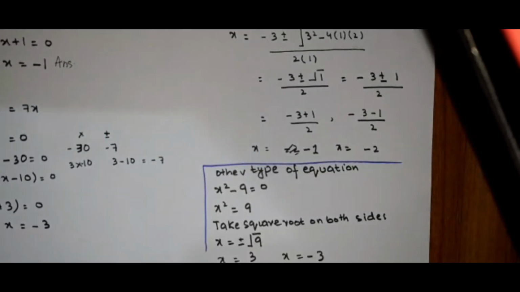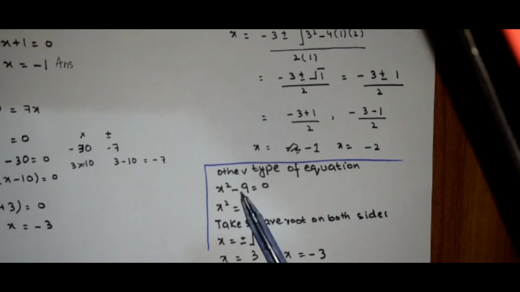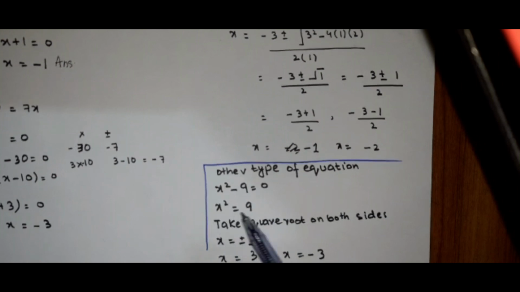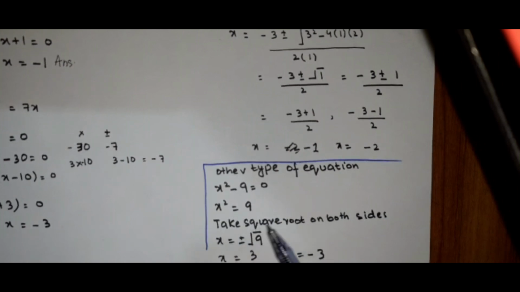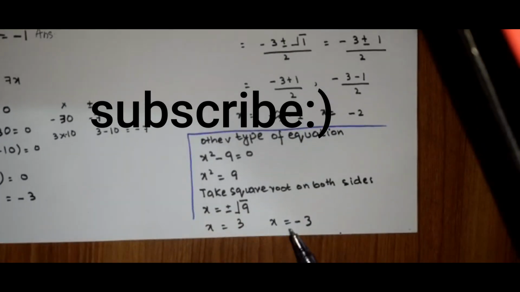Another type of equation which we must encounter in our exams is x square minus 9 is equal to 0. Here there can be any constant value. You simply have to equate the x square with the constant value and take square root on both the sides to get your final answer, that is here 3 and negative 3.